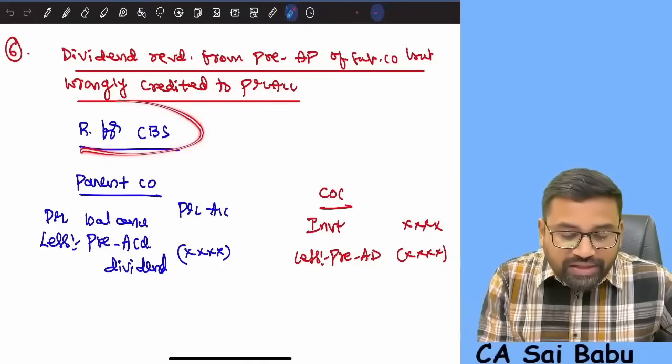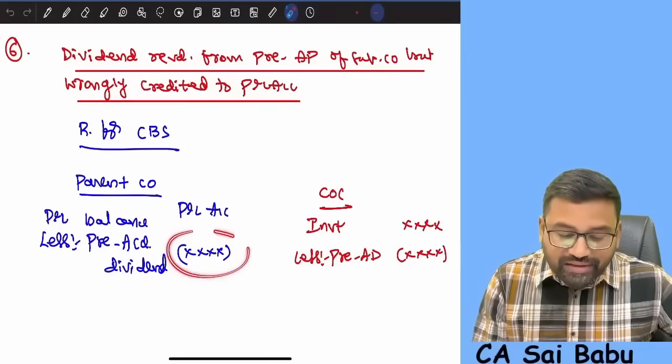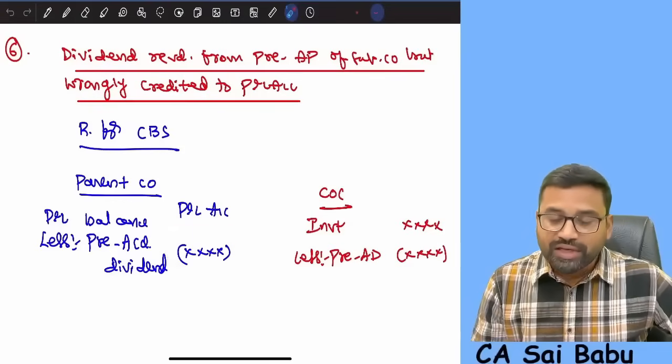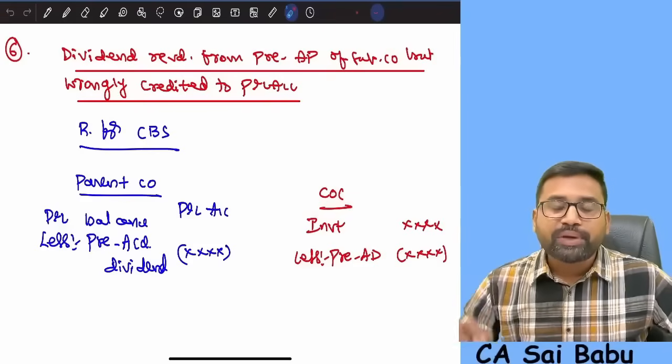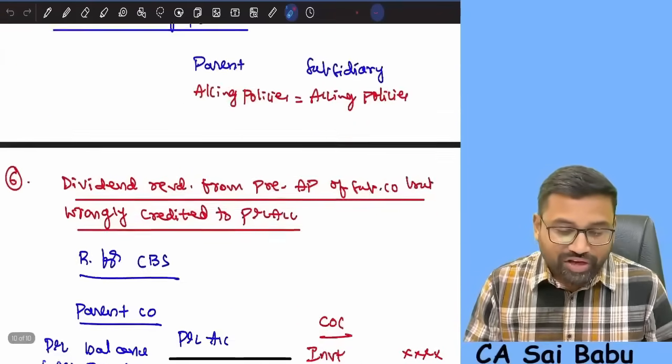Now when you are preparing the reserves for the consolidated balance sheet, take the P&L account balance of the parent company. From that, you reduce this pre-acquisition dividend. And the actual treatment is, when you are preparing cost of control, from the cost of investment you reduce this pre-acquisition dividend, because it's a recovery of cost.